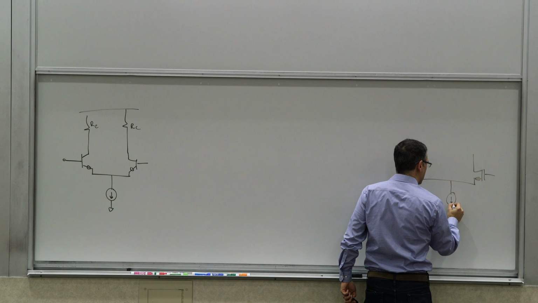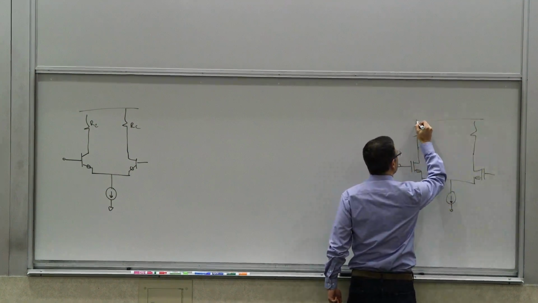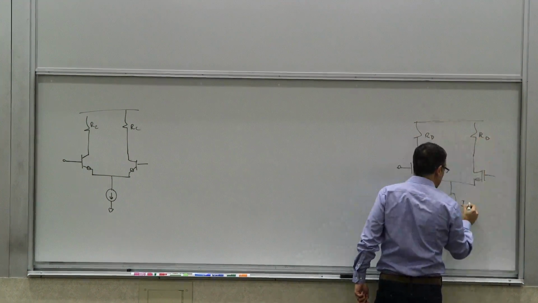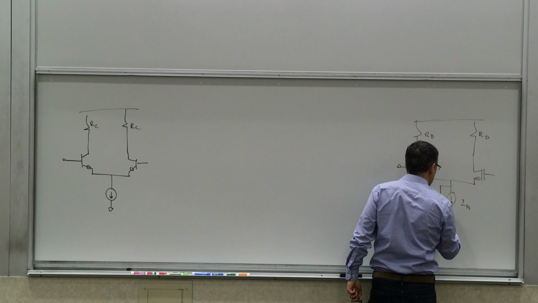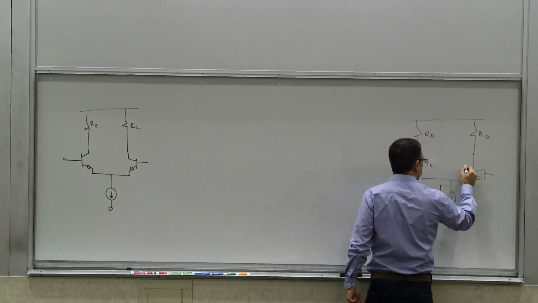Or you can do it with any kind of arbitrary three-terminal device, and this is the essence. In a MOSFET, it would be RD, RD, and this would be called ISS. There could be some resistance RSS here. These are the W over Ls.